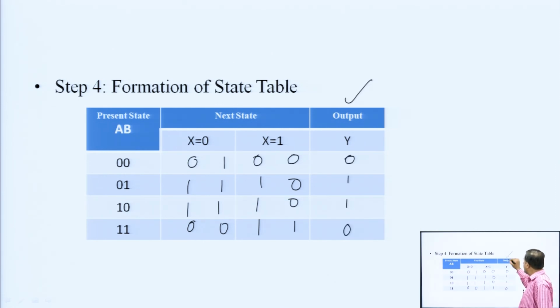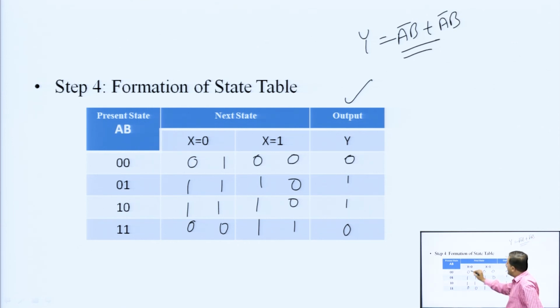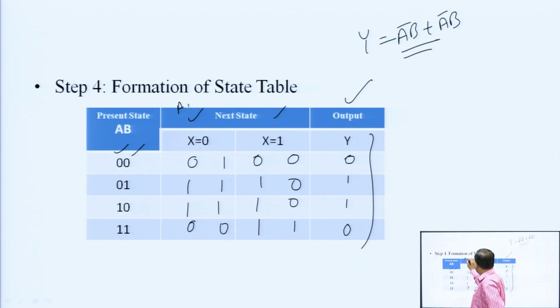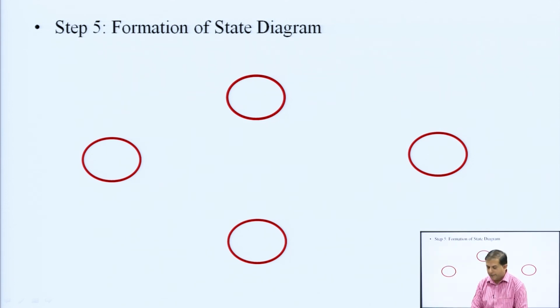How will we get this output? We have the output formula, y is equal to A bar B plus A B bar. So, just put the values of A and B here, you will get this value. Similarly, you will get the next state. This is for flip flop A, this is flip flop B. This is A n plus 1 and this is B n plus 1.